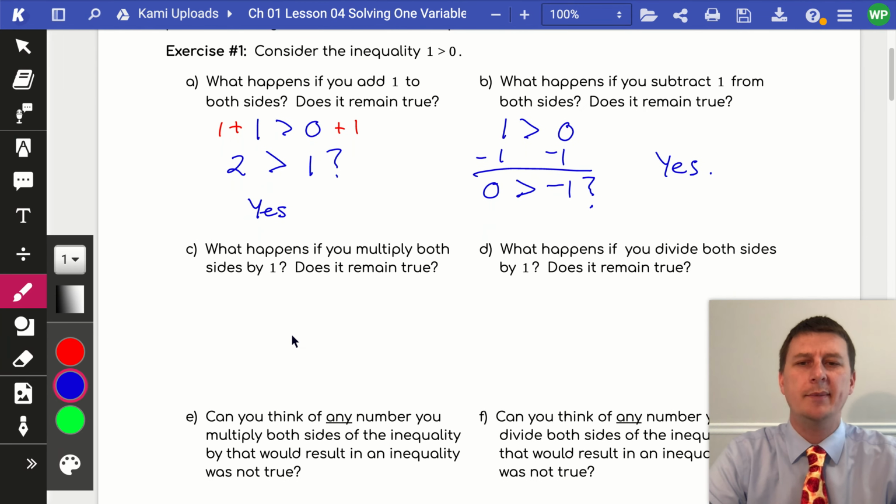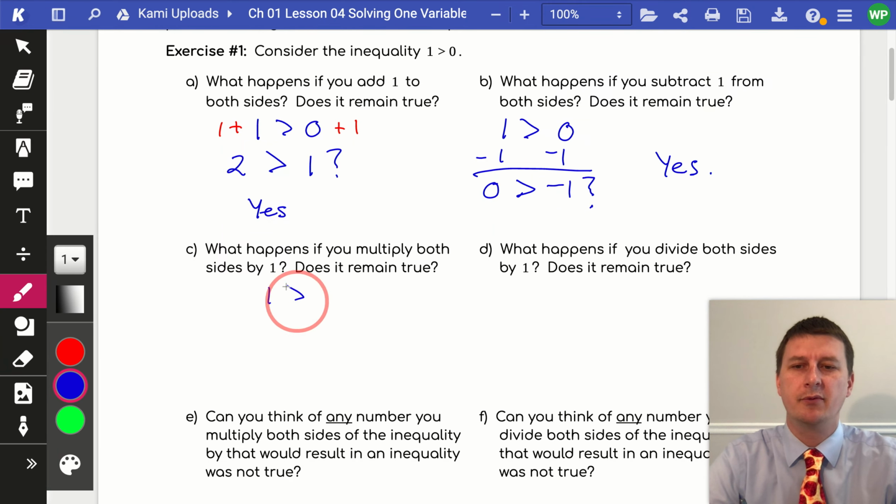Okay, what happens if we multiply both sides by 1? So we'll start off with 1 is greater than 0, and let's multiply both sides of this inequality by 1. 1 times 1 will give me 1. 0 times 1 will give me 0. And is 1 greater than 0? Well, yeah, we started off with this inequality. We're back at it, so this is true as well.